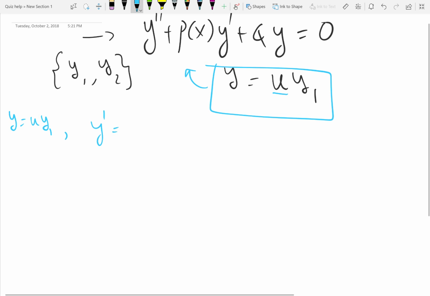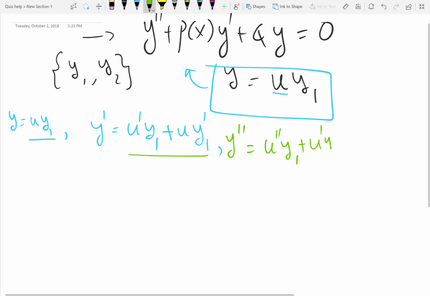So y prime, if you want to take the derivative of y, here this is a multiplication of two functions. So what is the technique that you take derivatives? Product rule, right? So what is product rule? Let's differentiate u, get u prime, and let's keep y1 unchanged. Now you keep u unchanged, differentiate y1, you get y1 prime. So let's find y double prime. Oops, not u prime. y double prime. So y double prime is, now you differentiate this term. Well, we get u double prime y1, u prime y1 prime, u prime y1 prime, u y1 double prime.